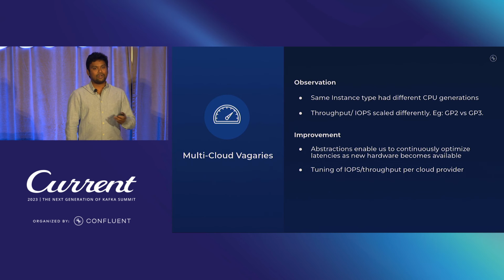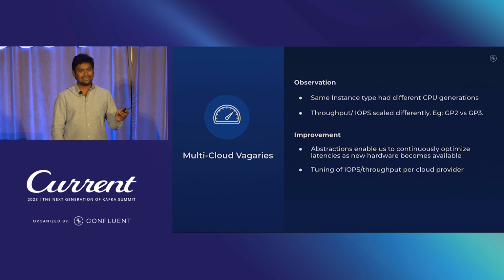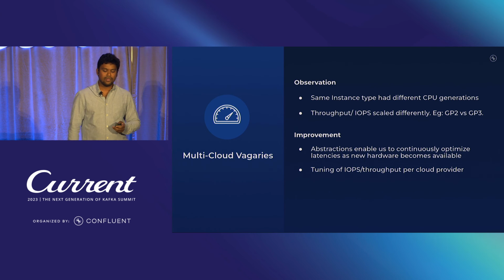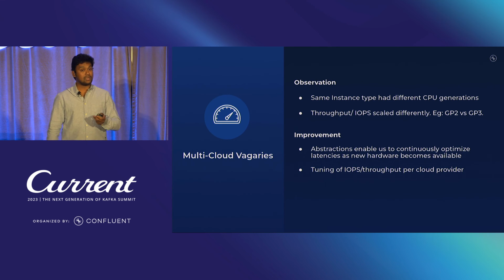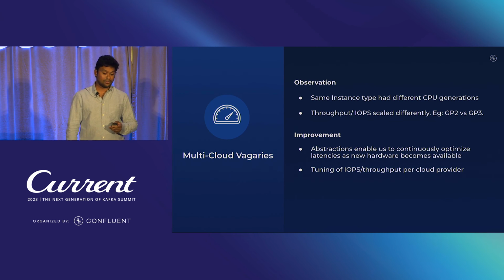The other thing is the throughput and IOPS are also not scaled linearly between different storage classes. For example, GP2's throughput and IOPS scale very differently than GP3. GP3 has a lot more baseline IOPS when compared to throughput. So we have to be very cognizant of all these items, the cloud vagaries, before you can actually deploy your solution. Some cloud providers don't even have throughput and IOPS scaling independently. Like you have to only increase the disk size for you to get better throughput or IOPS.